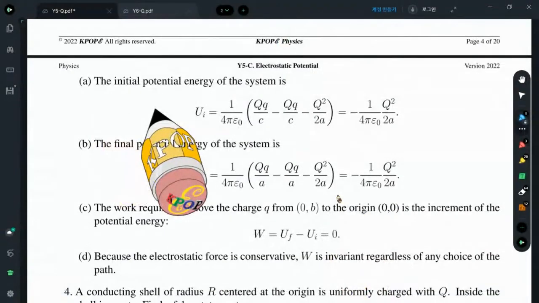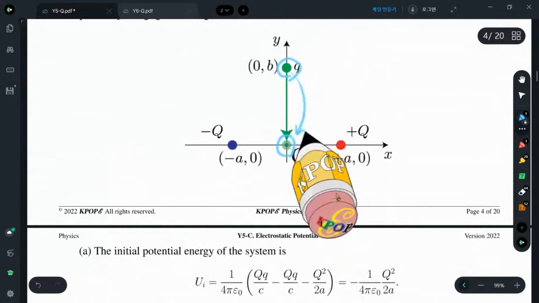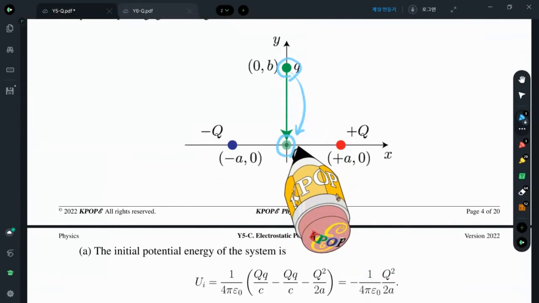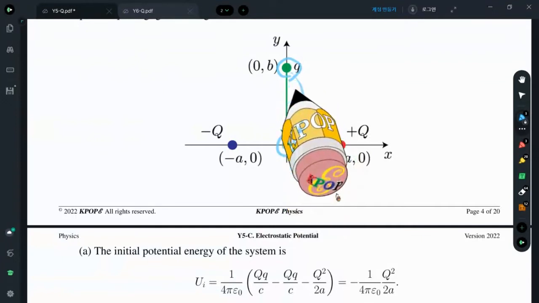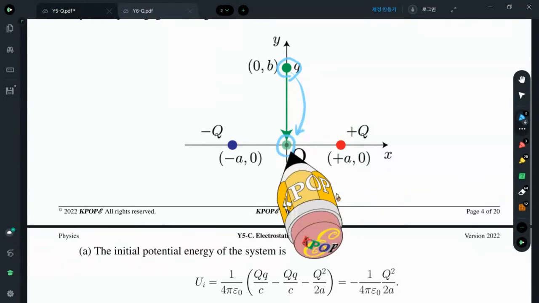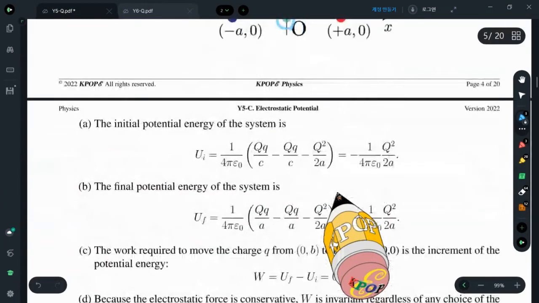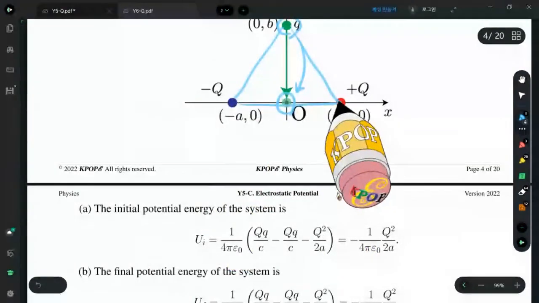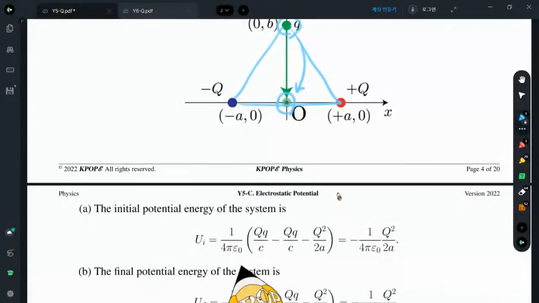This can be done by considering the fact that there is no change in the kinetic energy. If there is no change in the kinetic energy, then energy conservation states that what we have to do is to find the change in the potential energy. That's it. The initial potential energy of this system can be found by using 1 over 4 pi epsilon 0, and the product of charge and distance.